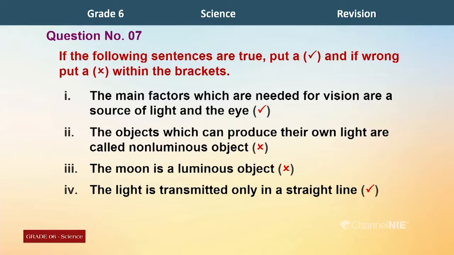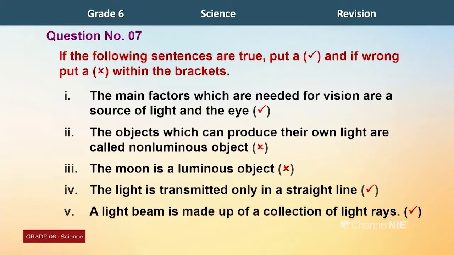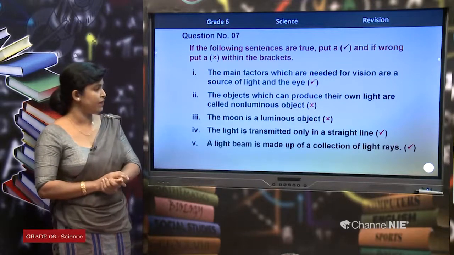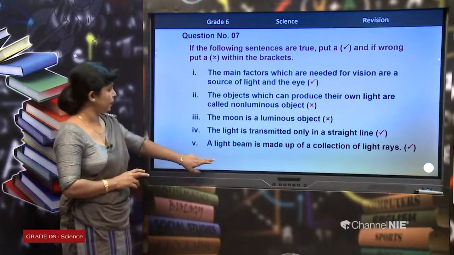Look at the next one. The light is transmitted only in a straight line. Yes, you know that the light is transmitted along a straight line. So, the statement is correct. A light beam is made up of a collection of light rays. We define the light beam as a collection of light rays. When we take the sentence, that is correct.